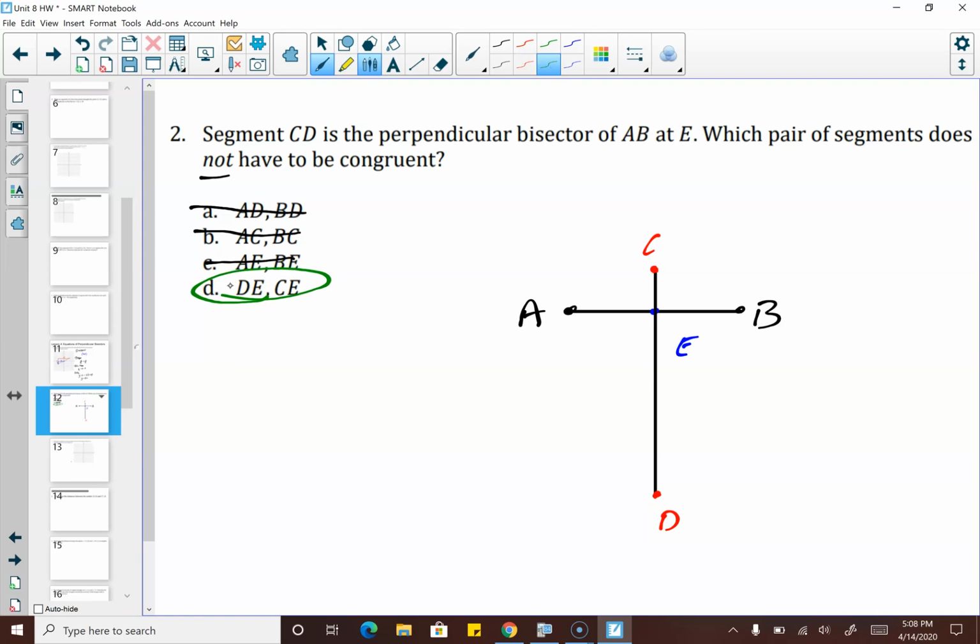Remember, AB is the only thing that's being cut in half. CD is not being cut in half, it is doing the bisecting. So the distance from C to E does not have to be the same as the distance from D to E, which is why I made sure I drew my picture in this very extensive way, where it's very clear that the distances are not the same. So for A, B, and C, those have to be true, but for D, it might be true, but it does not necessarily have to be true.